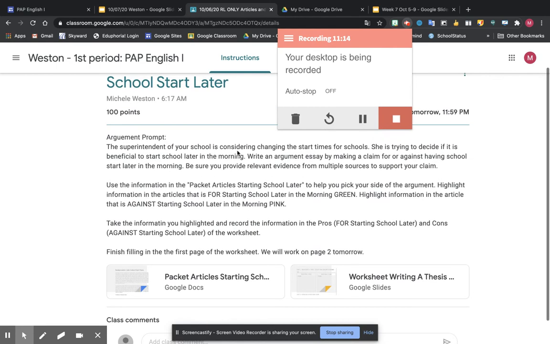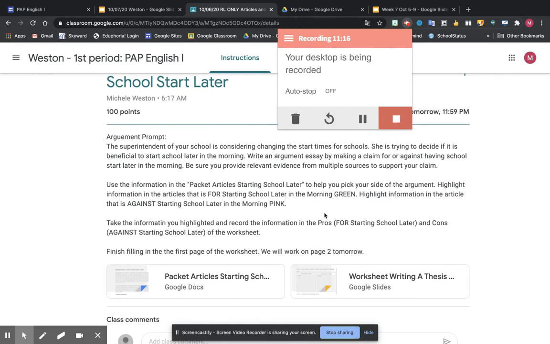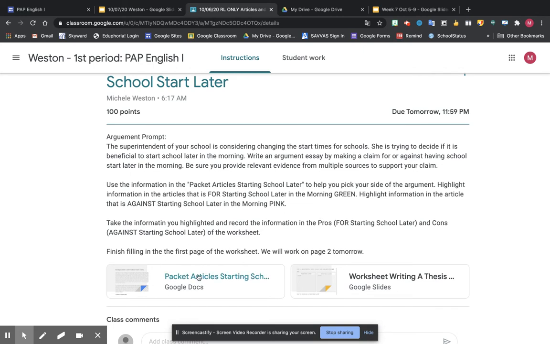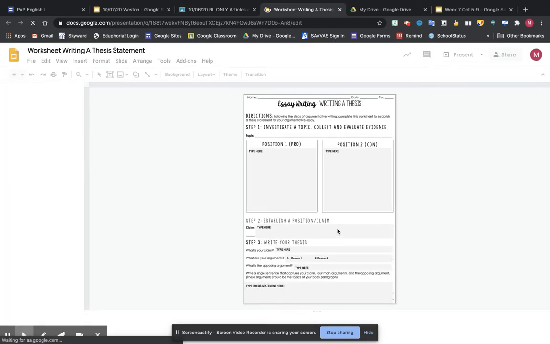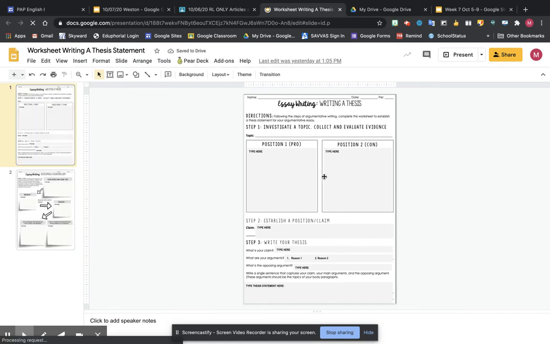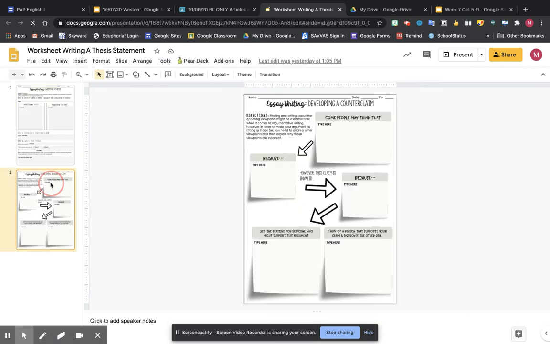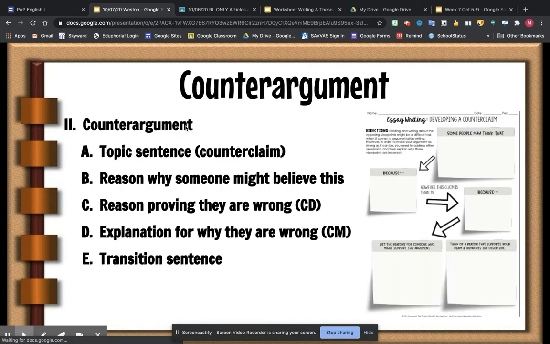Okay, so here we have this was our packet where we found our articles yesterday, where we went and highlighted information and found reasons to support both sides. And then here's the worksheet we had yesterday. Again, this is what we were filling out. This is what you should have filled out. And now today we're going to finish completing our counter argument. So make sure you go back to the worksheet and complete it, or use this worksheet as we go along with the slides. So, counter argument.